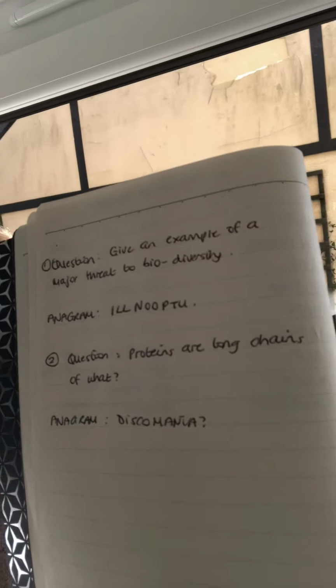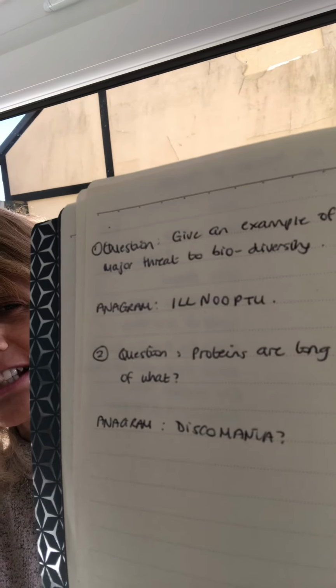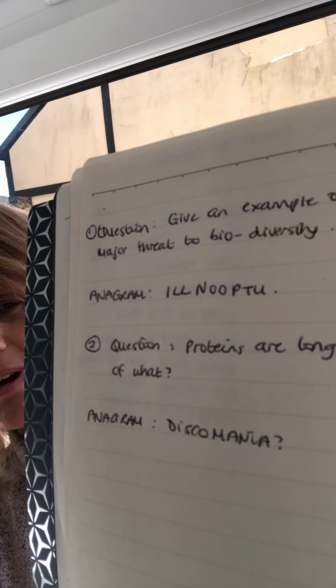Okay, question number 2 is proteins are long chains of what? And this anagram is a bit more interesting, it's discomania. So proteins are long chains of what? Anagram, discomania. Let me just show that to you there. You can see, particularly the first one, because you need to be able to see that one, where the other one you know is discomania. Have a bit of fun with that now and have a think about that one, while I go on to the other 2 revision tips for parents today, which both begin with A.